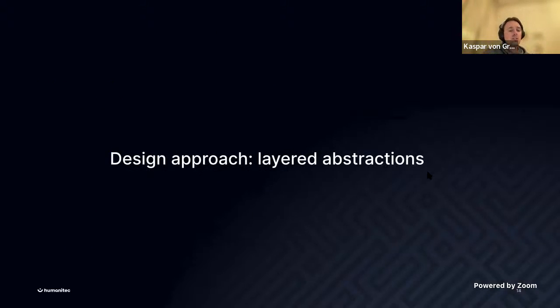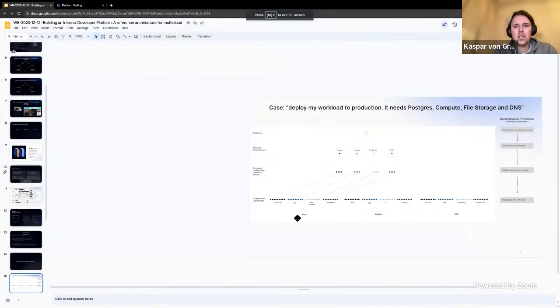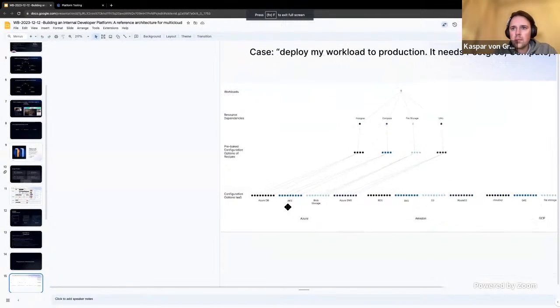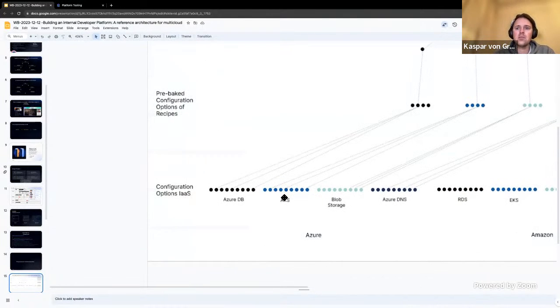So anyhow, what's the design approach to get this done? The design approach is the approach of layered abstractions. And now you will have to drink a cold glass of water and concentrate a little bit because this is non-trivial, but important to understand. So essentially, the key problem here, and I'm going to zoom in a little bit, is that the infrastructure as code layer gives you an incredible amount of configuration options.